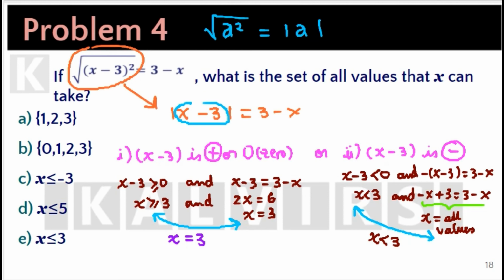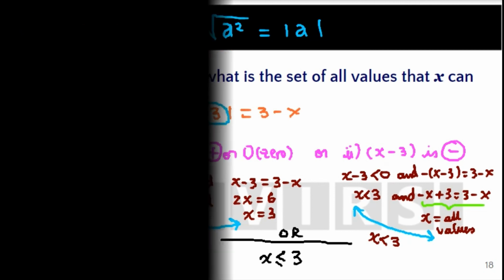Finally, since it is either case 1 or case 2, x must be any number less than or equal to 3. Choice E is correct.